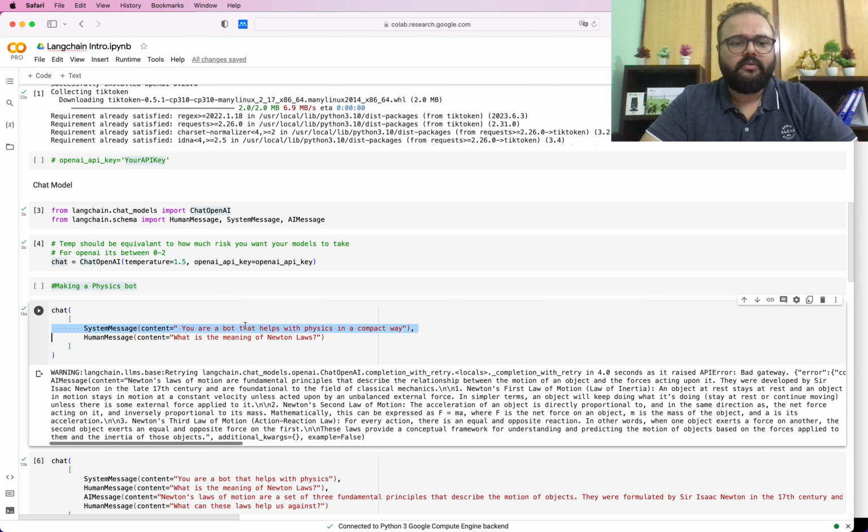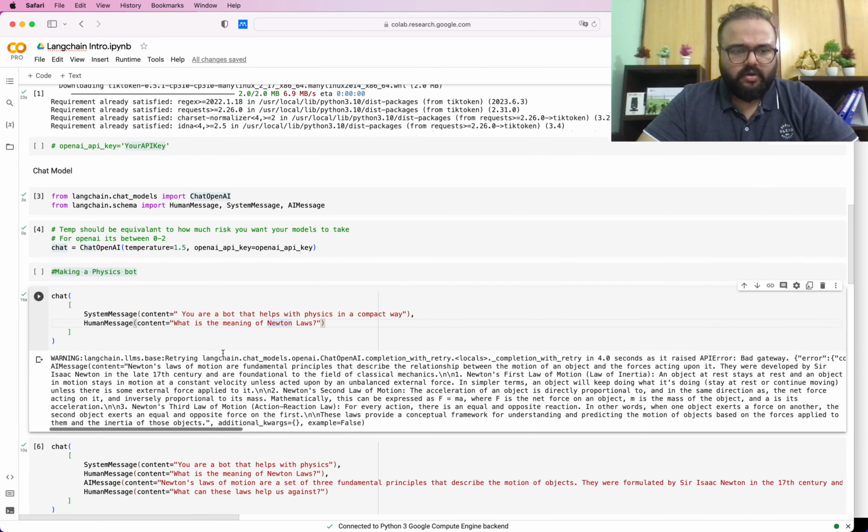So that would be the first thing, and that is the second thing, which is the human message. So what does this mean? This means, what is the thing that you are asking your bot, right? So the first thing is the instruction for your bot, and the second thing is what you mean to ask the bot. Okay, so considering both of these things, you can see that first I asked it to help with physics, and then I asked it what is the meaning of Newton's law.